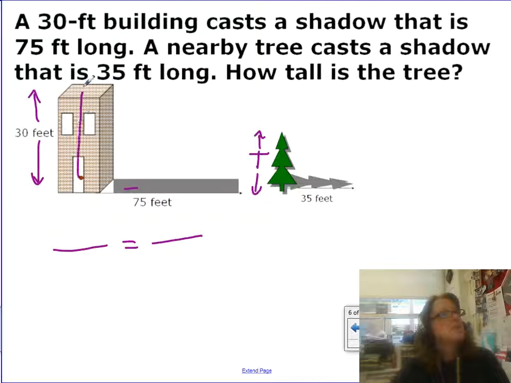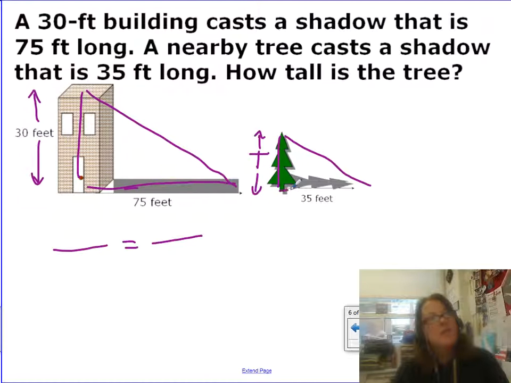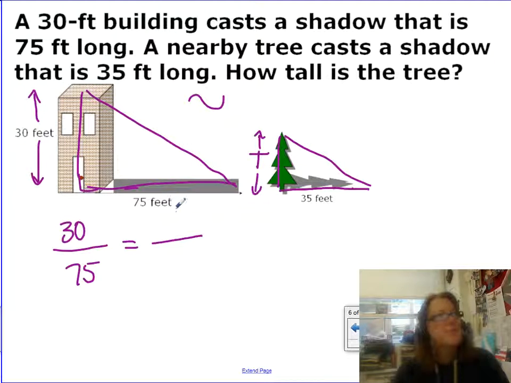Okay? Because this is like a big triangle and this is like a smaller, similar triangle. When these shadow things occur, they are indeed similar. So you can make that assumption. I'm going to say 30 feet tall, 75-foot shadow. Tree tall, 35-foot shadow. Boom, you've got your proportion.